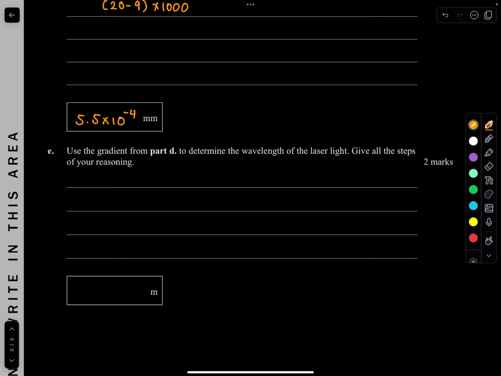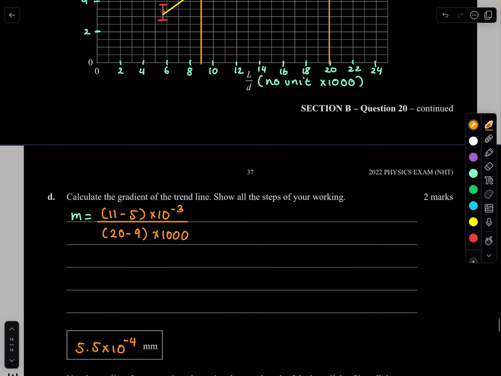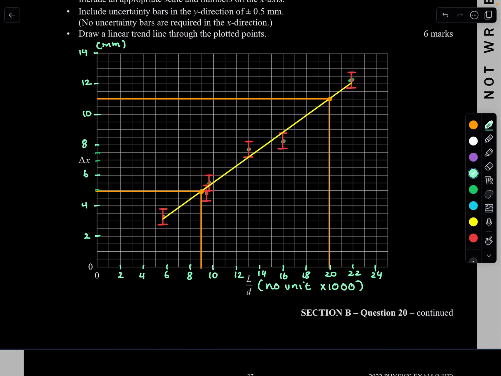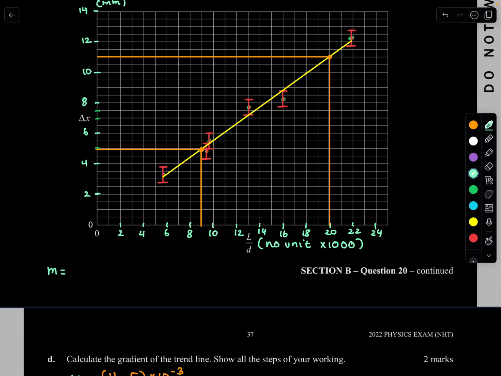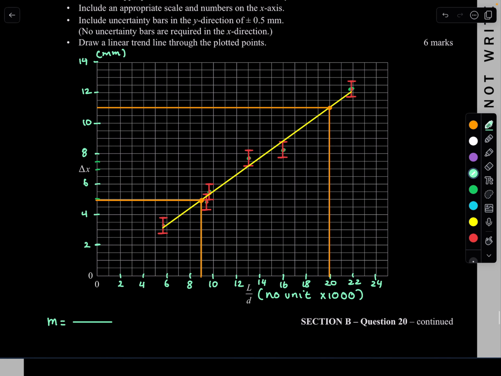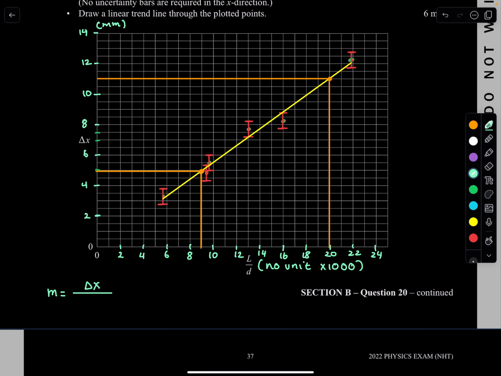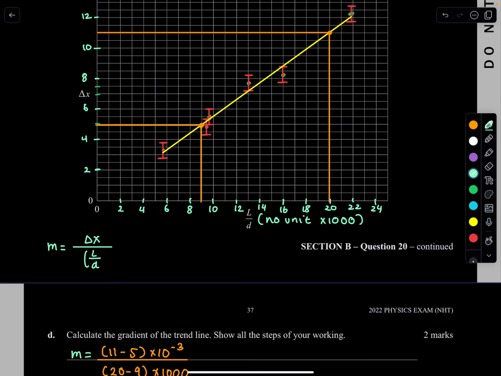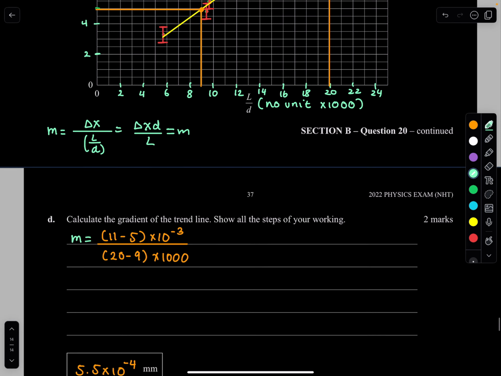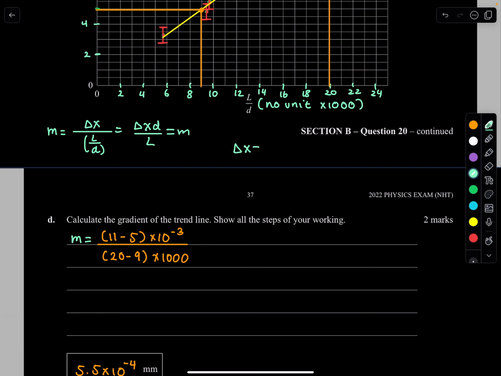So E, use the gradient from part D to determine the wavelength of the laser light. Give all your steps, show your working out. All right, so what I'm going to do is, we know our gradient is our rise over run. So gradient m is, what were we doing? What are our y values basically? It was our change in x, all being divided by L over D. So L over D, which is basically change in x, D over L. That here is our gradient. So I know that change in x, remember the formula, change in x is equal to lambda times your length over D.